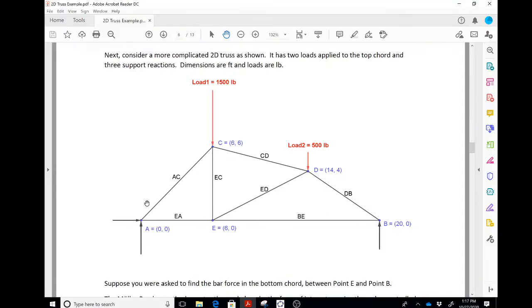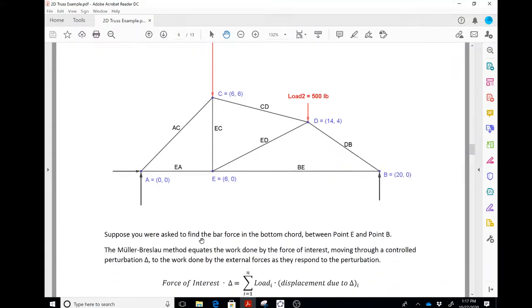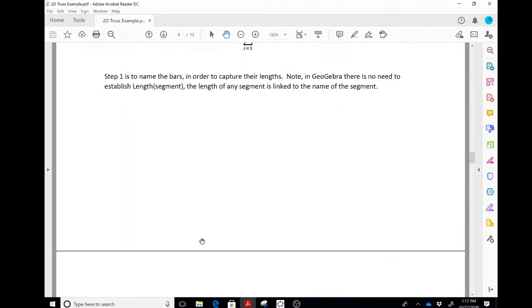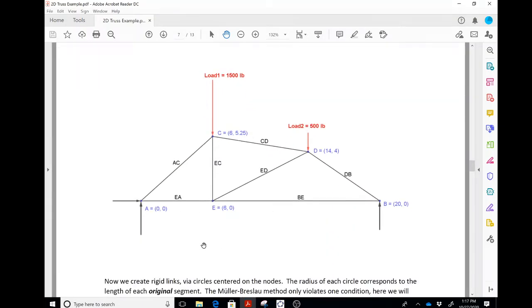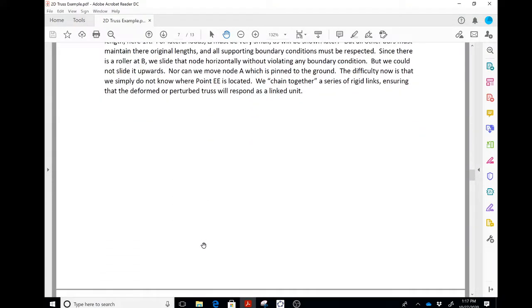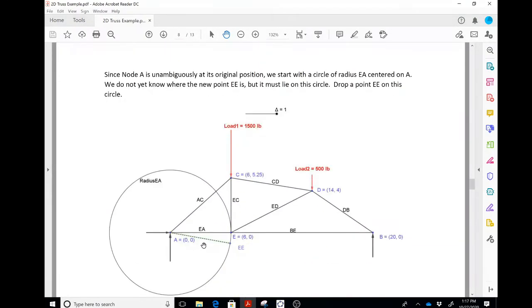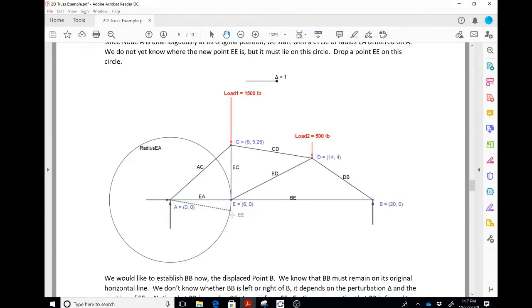and the same idea. So now I'm going to draw a circle of EA around A, and I'm going to drop E somewhere on that circle. I don't know where E is. So that's what I'm going to do. I'm going to drop this point somewhere on this circle.